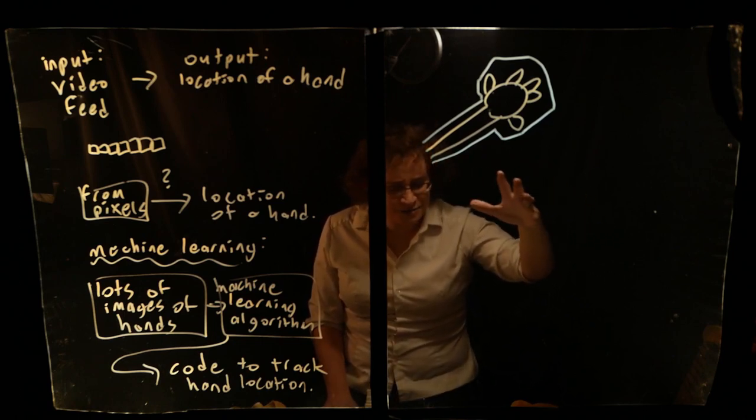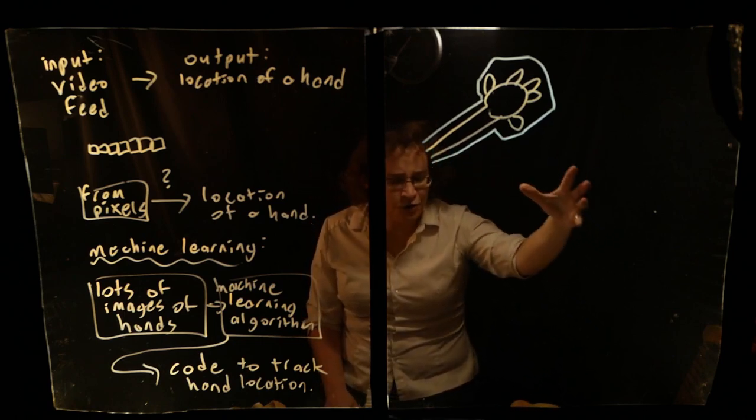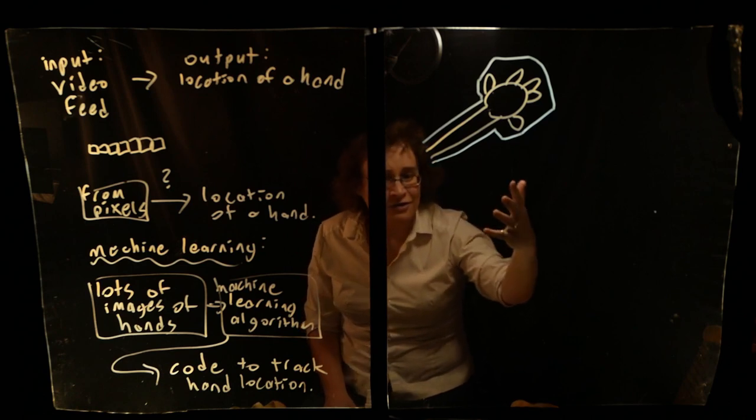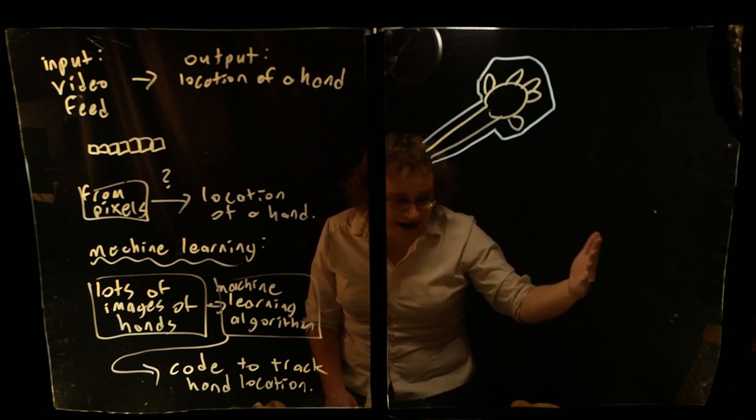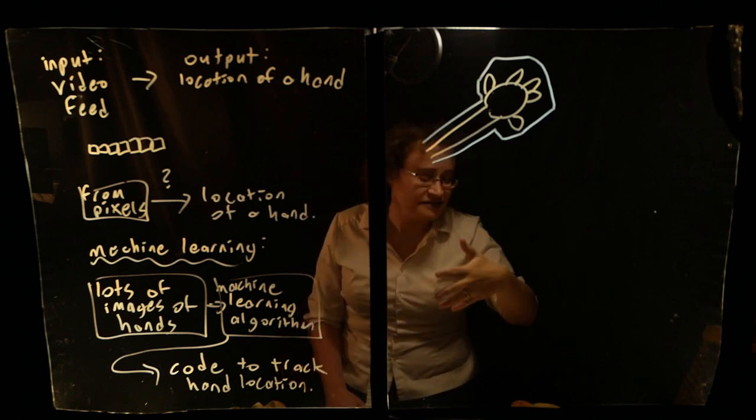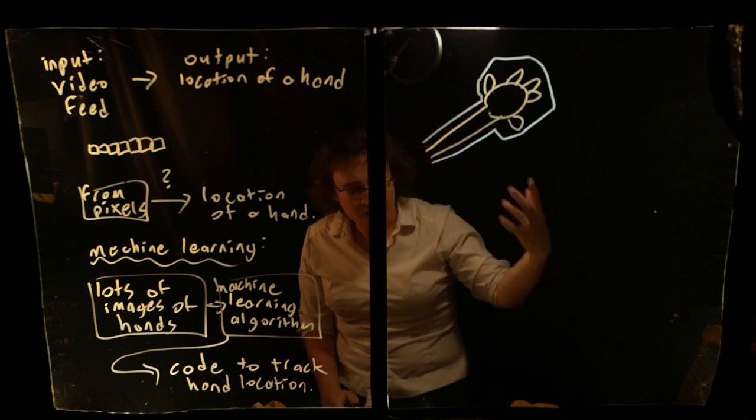It will then determine, okay, did that random change make it more accurate or less accurate? If it made it more accurate, it will keep that change. If it made it less accurate, it will discard that change.